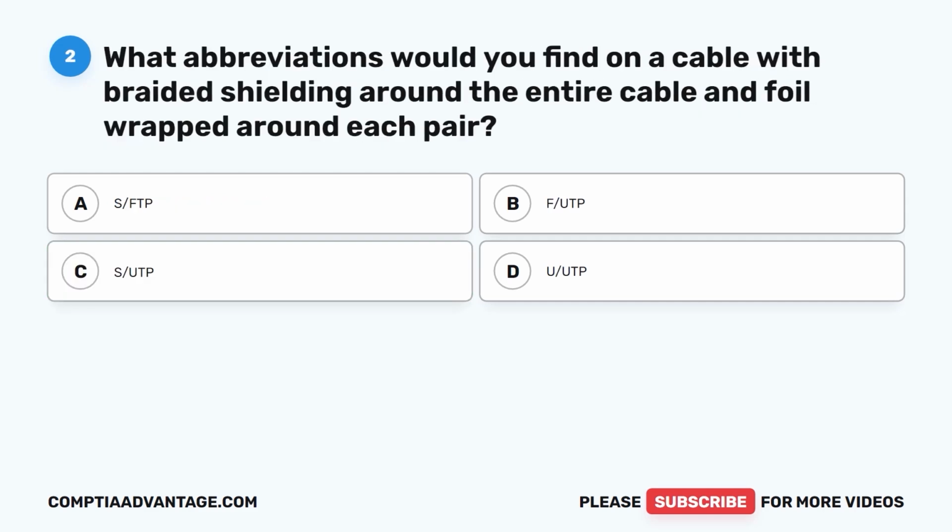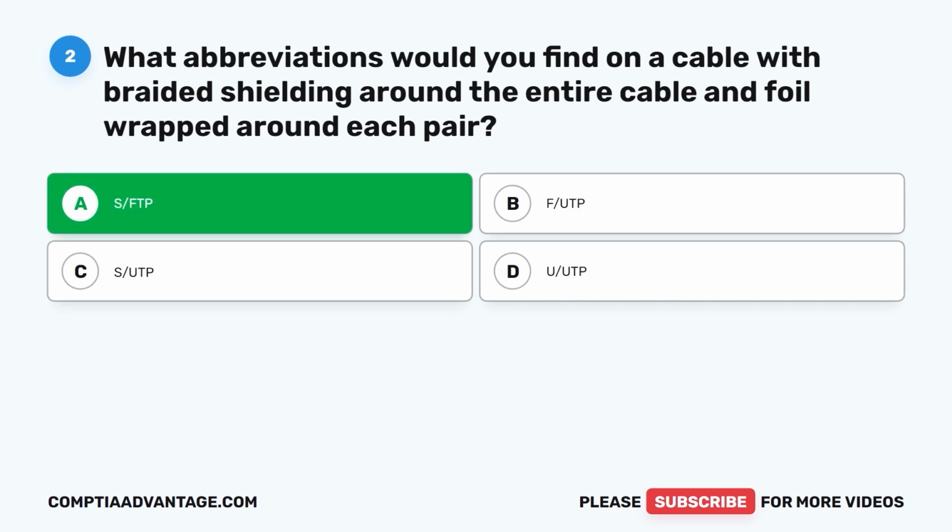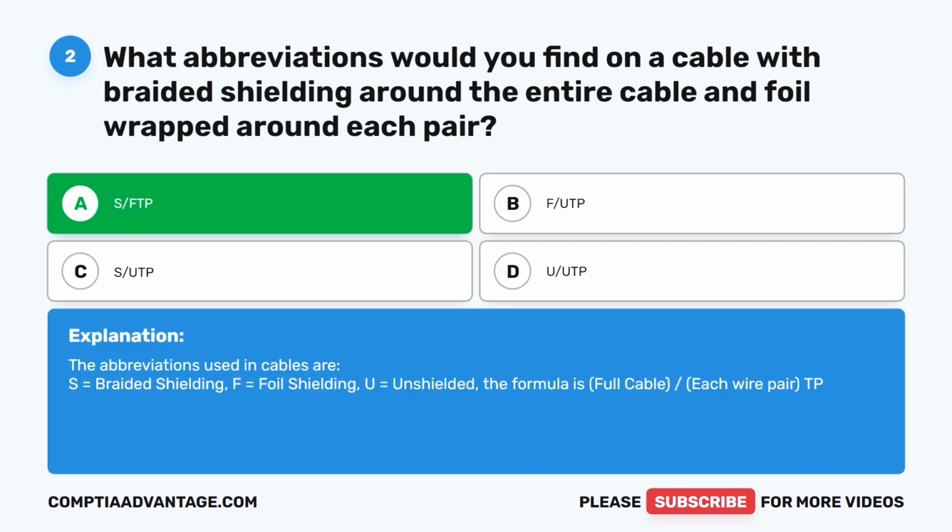Question 2. What abbreviations would you find on a cable with braided shielding around the entire cable and foil wrapped around each pair? A. S/FTP. B. F/UTP. C. S/UTP. D. U/UTP. The correct answer is A. S/FTP. The abbreviations used in cables are S, braided shielding; F, foil shielding; U, unshielded. The formula is full cable / each wire pair, TP.